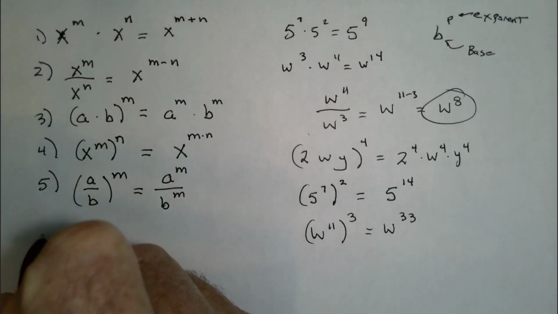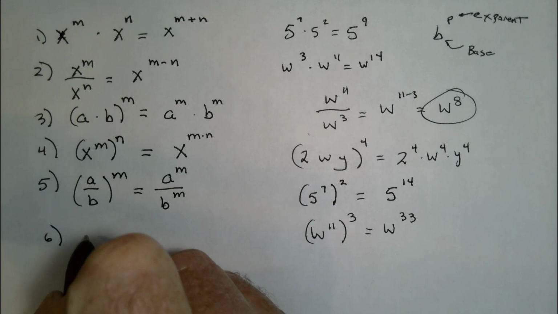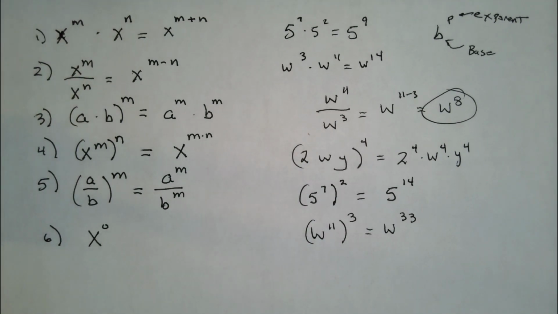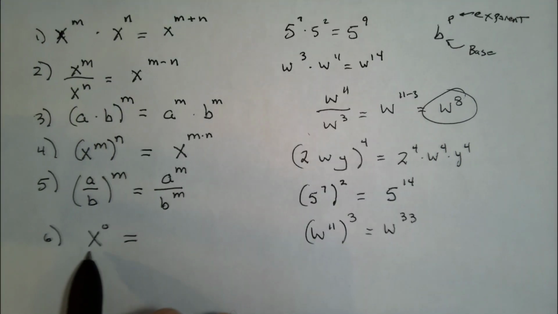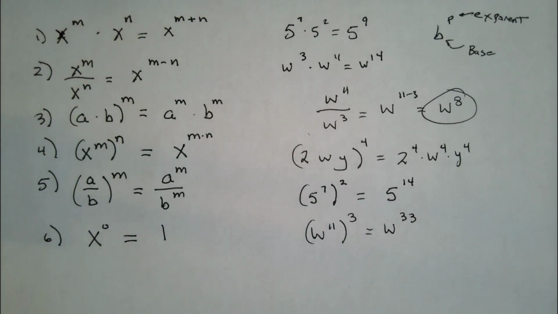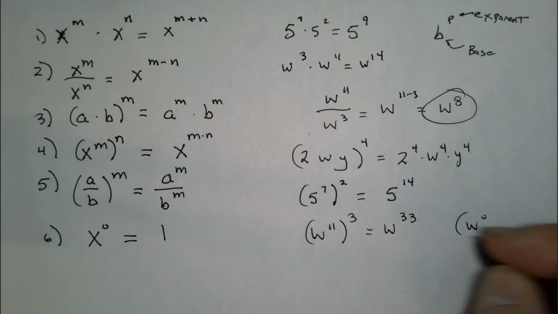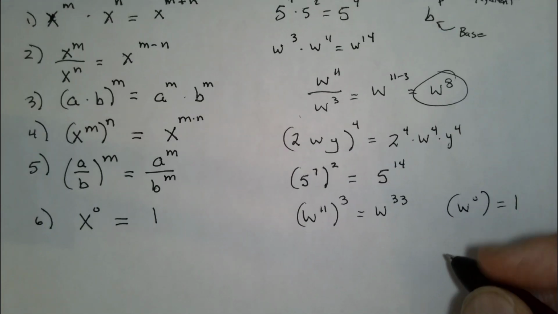Let's see, number 6. This one's kind of an easy law. If you have a base with a 0 power, what does a 0 power do to your terms, or your factors, I mean? X to the 0 power equals 1. So if we have W to the 0 power, it equals 1.